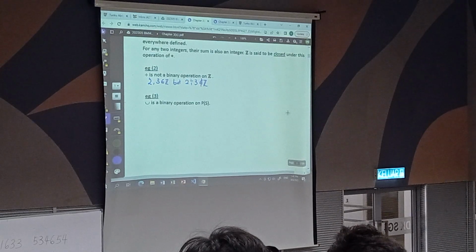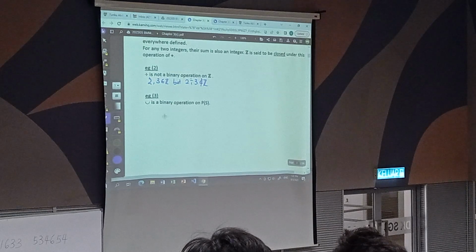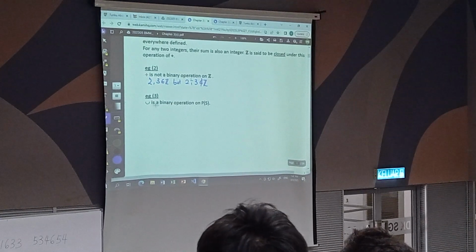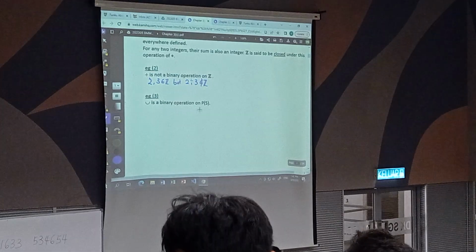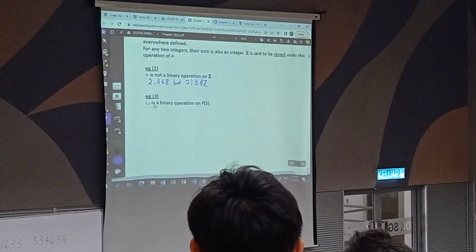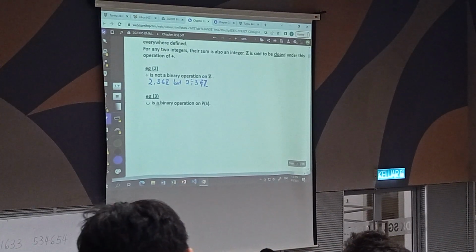You return to who already? Power set means all the subsets under the set S, right? Okay. Now, if we want to determine whether the union is a binary operation of this or not, do you think any element from the set S, you union it, you will get back an element from S? Yes or no?